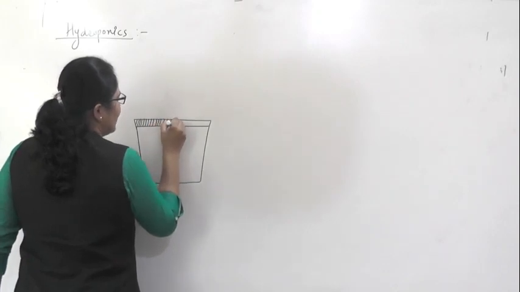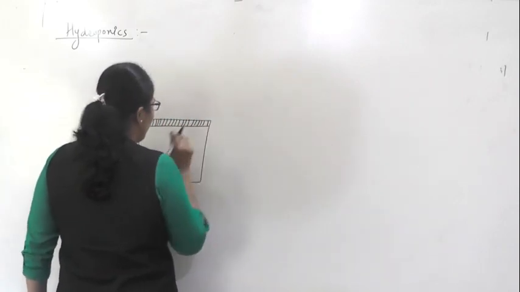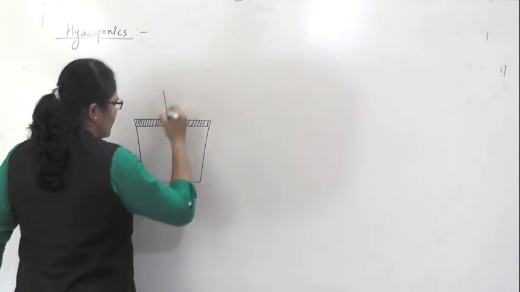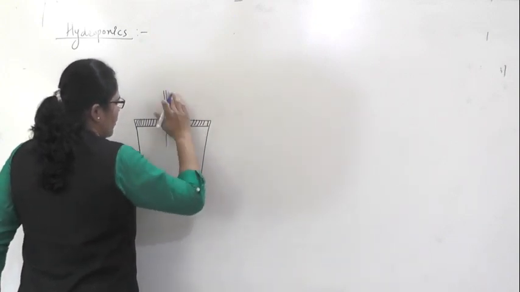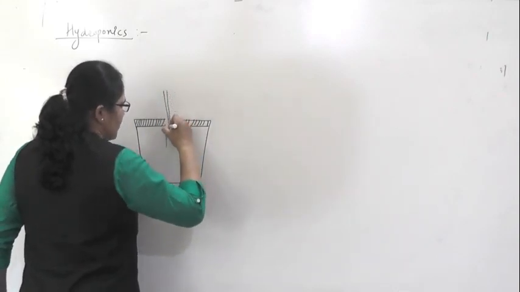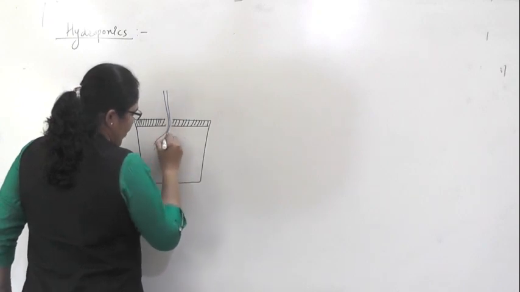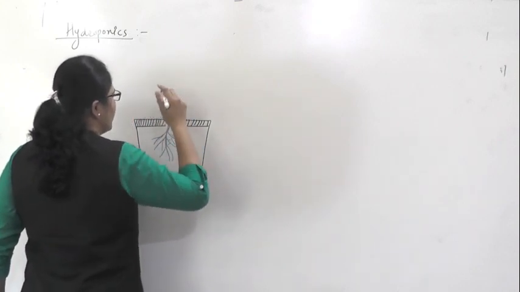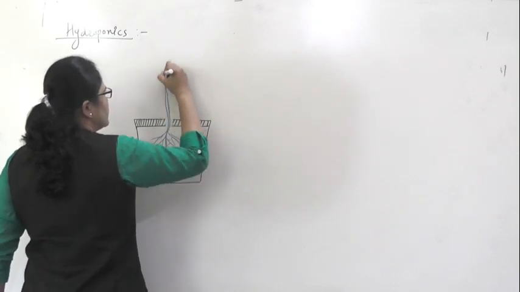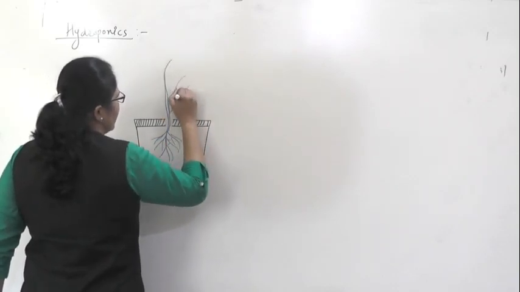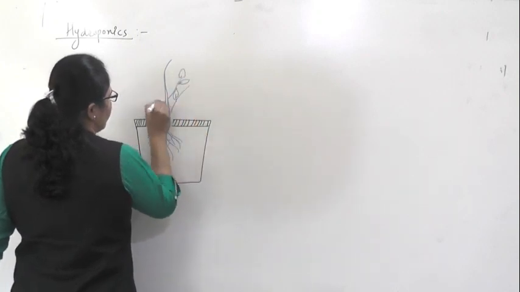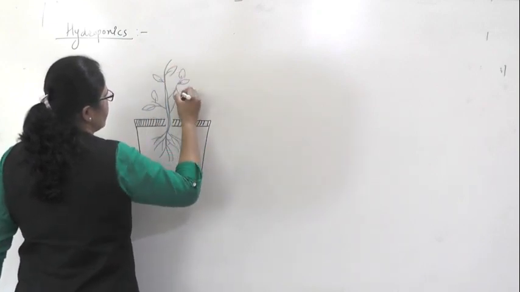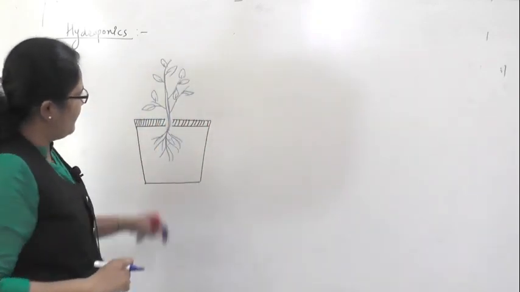At certain places we make a hole and insert a plant. Now here we need a plant. Suppose this is a plant having a well developed root and shoot system, with branches and leaves. So now this plant we have kept over here. One plant we have placed.